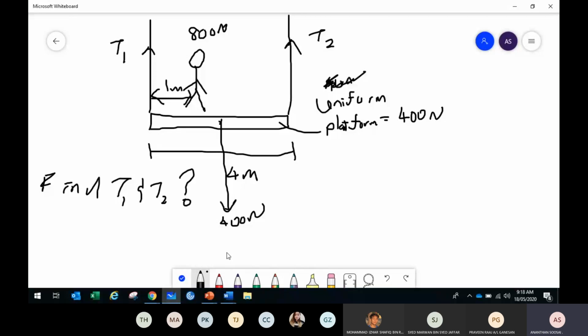Calculate the moment at a point you think is easier. You have two unknowns. From net force you can get one equation. From moment you can get a lot of equations. The platform is 400 Newton down. The painter is 800 Newton weight, 1 meter away from the left corner. What are the tensions T1 and T2?